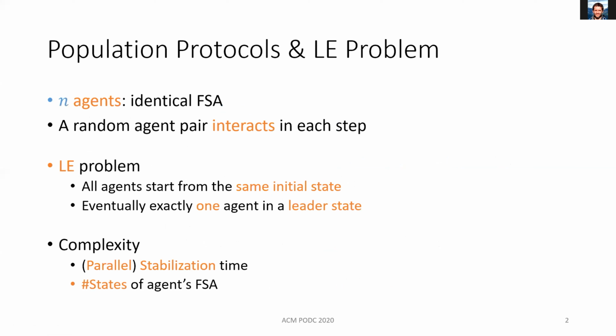Quick reminder of the model and the problem. So we have n agents, which are identical finite state automata. In each step of the protocol, a random pair of agents interact with each other. And in the leader election problem, we assume that all agents start from the same initial state. And eventually, the goal is that we reach a configuration where exactly one agent is in a leader state. And this remains true thereafter. The parallel stabilization time is the number of interactions divided by n, and this together with the number of states is the main complexity measures of interest.